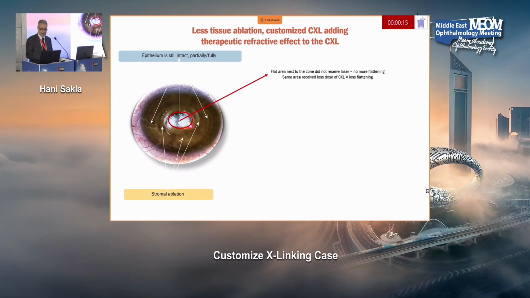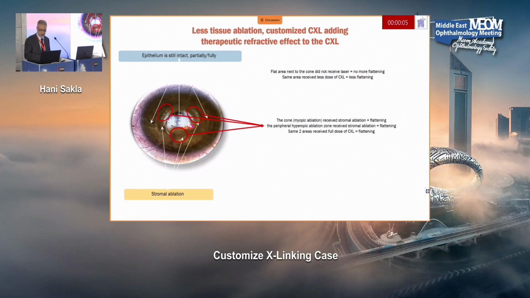The flat area next to the cone did not receive laser, no more flattening. Same area received less dose of cross-linking. Less flattening. The cone myopic ablation received the stromal ablation, flattening. The peripheral hyperopic ablation zone received the stromal ablation. That gives us more flattening. Same two areas received the full dose of cross-linking. So when you receive the full dose of cross-linking, you have more flattening than the area adjacent to the apex of the cone, less flattening because it is still covered by 15 microns of epithelium.